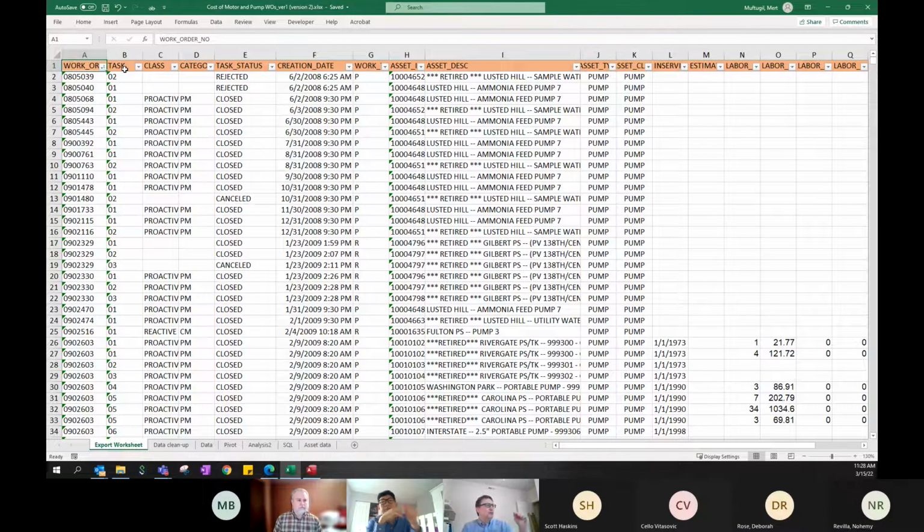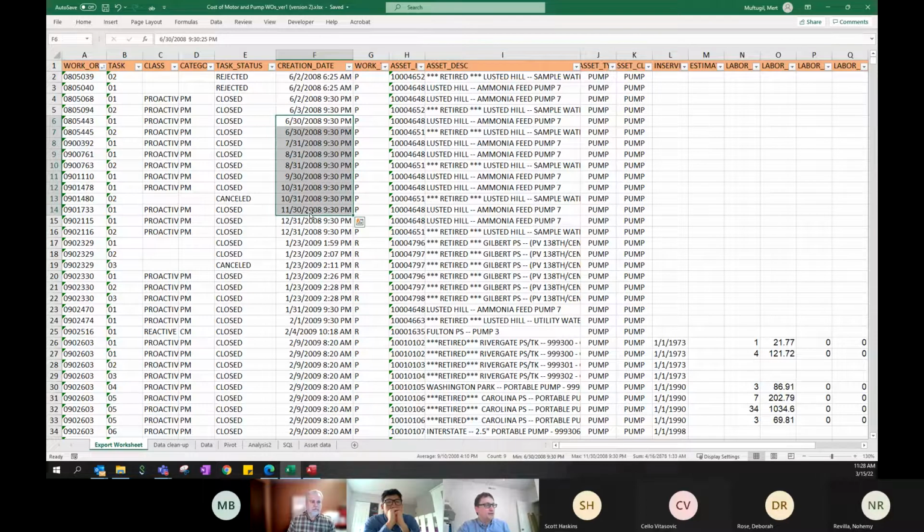Anyway, so it's a work order and task combination. And then we have information on whether something is a proactive or reactive maintenance activity. If it is proactive, it could be a PM, as in preventive, or a PDM, as in predictive, like a vibration test on the pump motors. And then we just have the status.